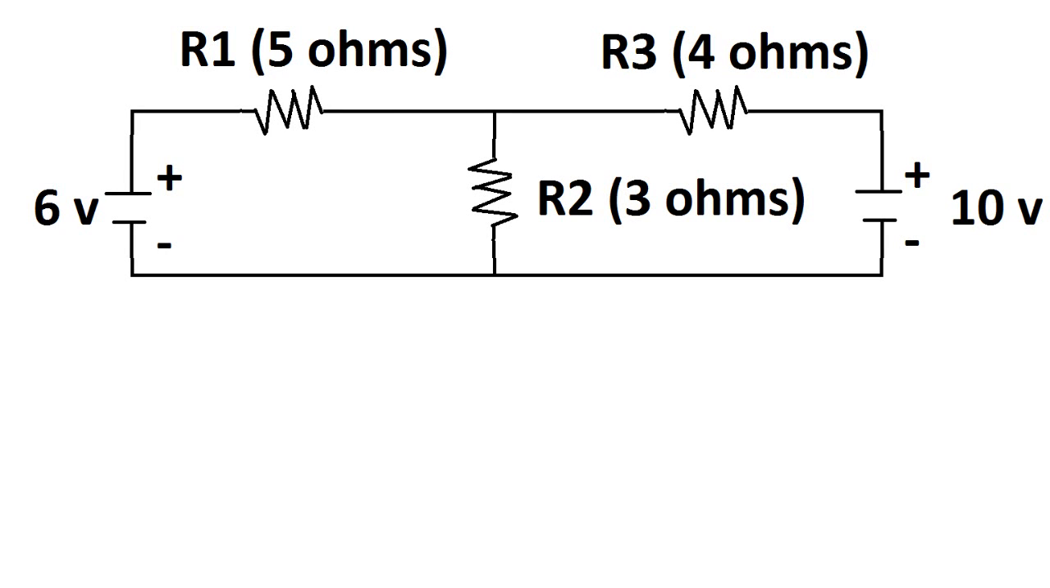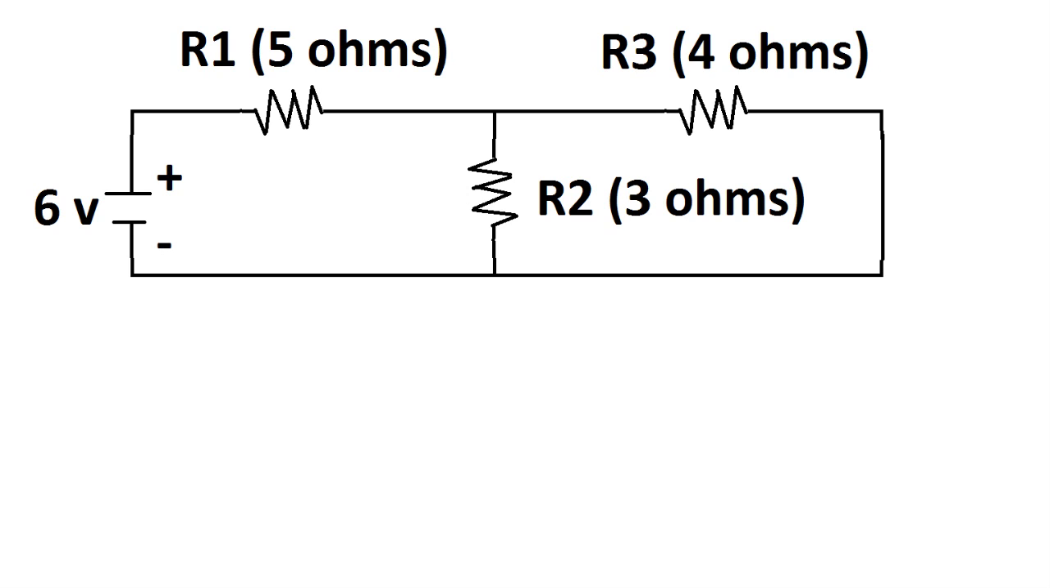To do a parallel series 2 voltage source problem. We have 6 volts going to it and 10 volts going to it, and we're trying to find the voltage of each resistor. The way you solve these ones is treat it as if there's just one voltage source and you solve for the currents for each resistor.